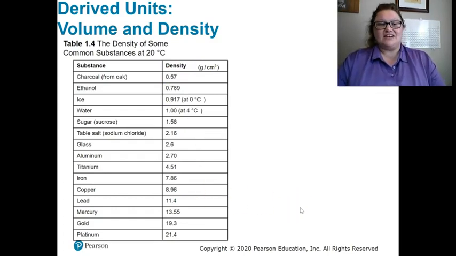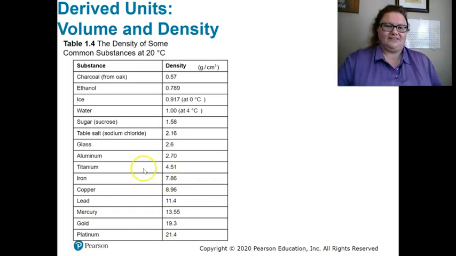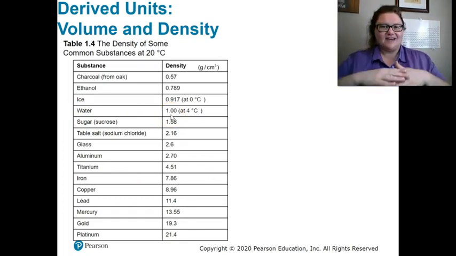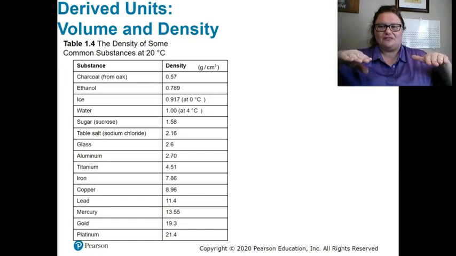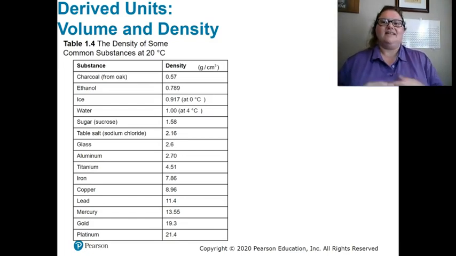Now we can use density to identify a substance. It's a physical property of that substance where, for example, water in the liquid state is always going to have a density of 1.00. It's kind of the one that we've based all the other densities on. We had to have something to start with, and so we said, why not water? So water is 1, and then all the others are assigned from that.